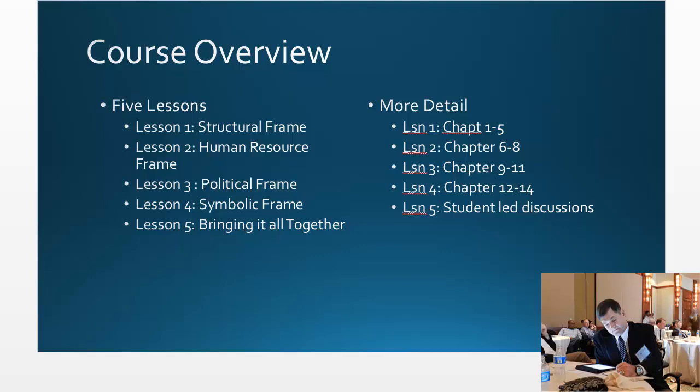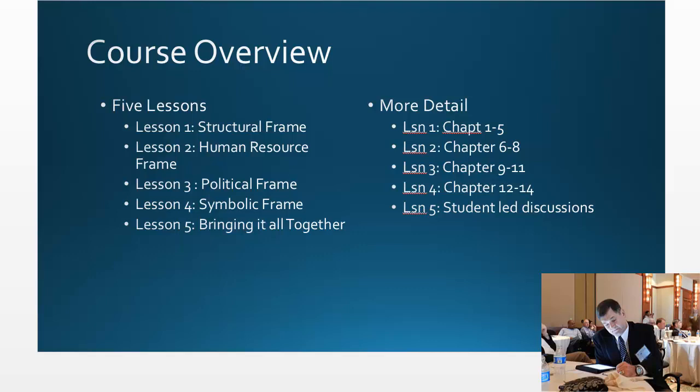In lesson 2, we'll move into the human resource frame and cover chapters 6 through 8. Lesson 3, the political frame, covers chapters 9 through 11. In lesson 4, we'll look at the symbolic frame and cover chapters 12 through 14. The last lesson, lesson 5, we bring it all together, and that's where we'll have student-led discussions about these frames as we're going along.